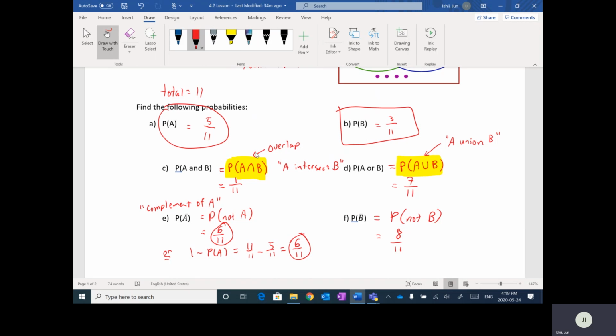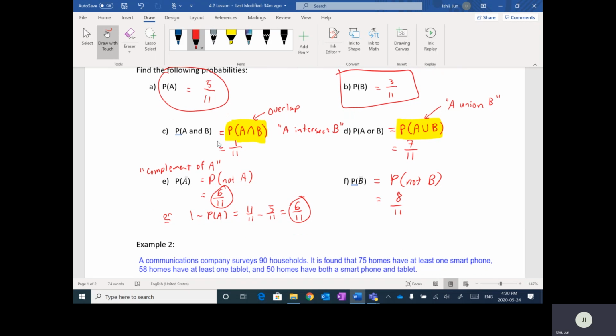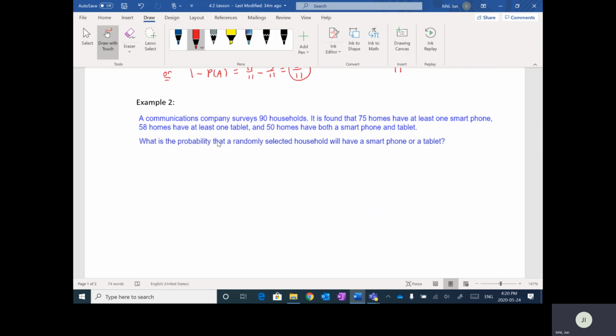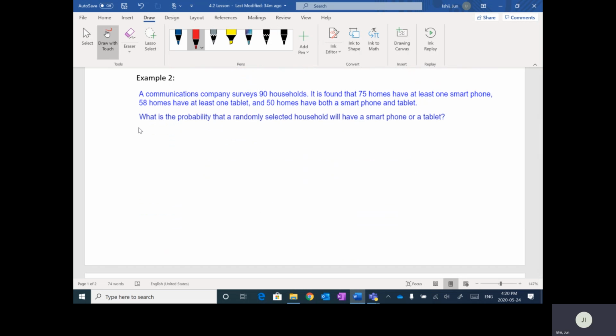Cool. All right, so let's go on to the next one here. So we're going to use another Venn diagram. A communications company surveys 90 households. It found that 75 homes have at least one smartphone, 58 homes have at least one tablet, 50 homes have both a smartphone and a tablet. We want to know what is the probability that a randomly selected household will have a smartphone or a tablet. All right, so there's a lot of words going on here.